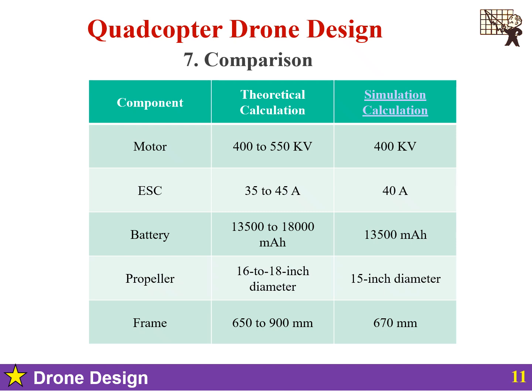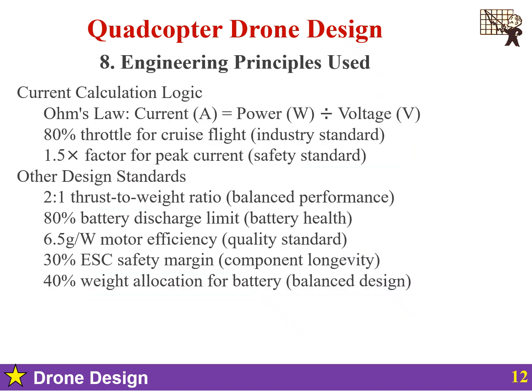The next is engineering insights. The simulation consistently chose conservative, efficiency-focused options. This reflects professional design priorities: reliability over performance, efficiency over power, longevity over capability. This validation process is essential. It reveals where theoretical calculations leave room for optimization based on specific mission requirements. So after comparing the theoretical and the simulation results, we can see that almost all of our theoretical calculations match the simulation results, with only slight differences between them.